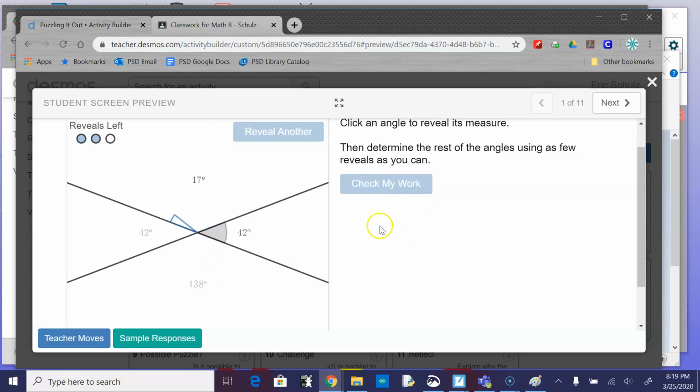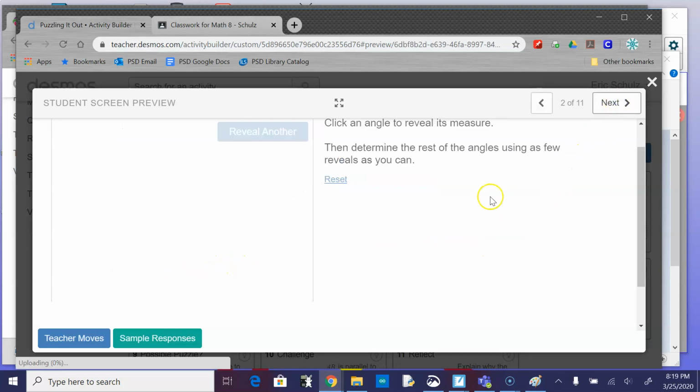And then you can click here, check your work. We'll see if we got it right. I think they give you some other opportunities for reveals if you need some more hints. This looks pretty good. Looks like we got those right. That's good. Let's go on to the next one.